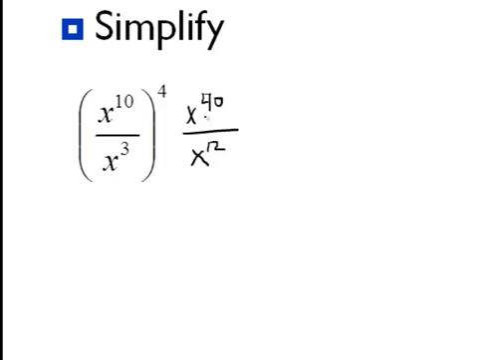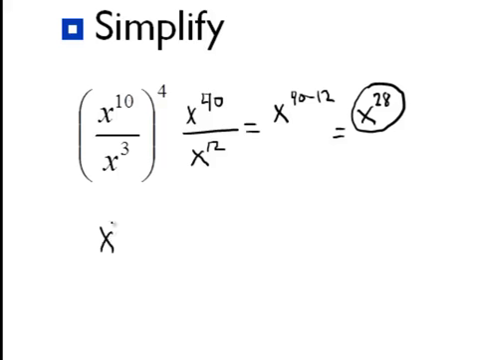Who wins? Well, the top is certainly going to win. By how much? By whatever 40 minus 12 is. So 40 minus 12, that's the same thing as 28. Notice if we had reduced ahead of time, 10 and 3, there's 7 more on top than there is on bottom. So that's x to the 7th raised to the 4th power. And we get x to the 28th again.